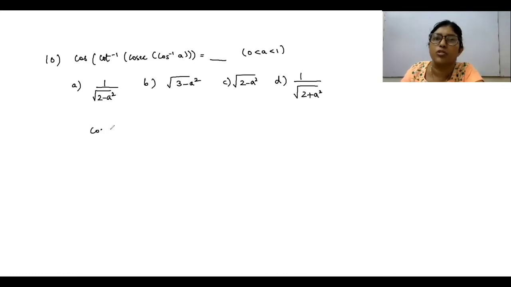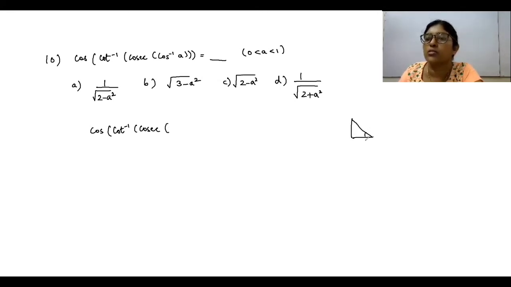So this is cos of cot inverse, again an inverse trigonometric question. And now because it is cosec here, we need to convert this to cosec inverse. Cos is adjacent upon hypo. So the opposite side will become 1 minus a square. Okay, this is a by 1. Nothing is written here, means it is a by 1. That is adjacent upon hypotenuse.